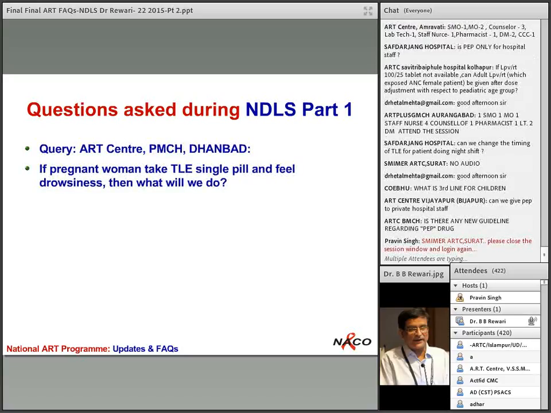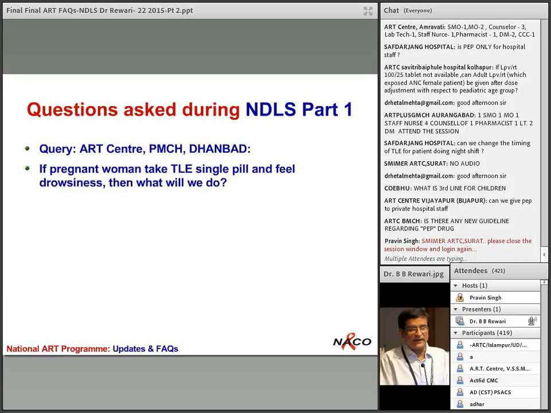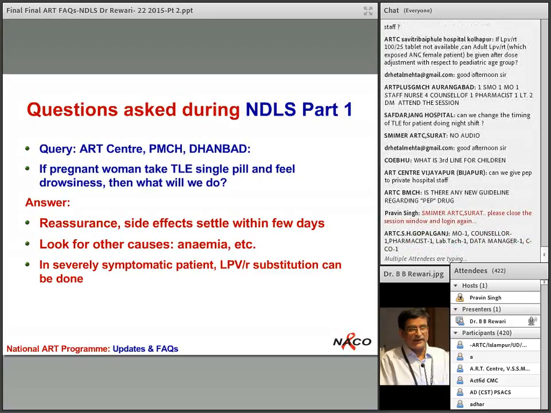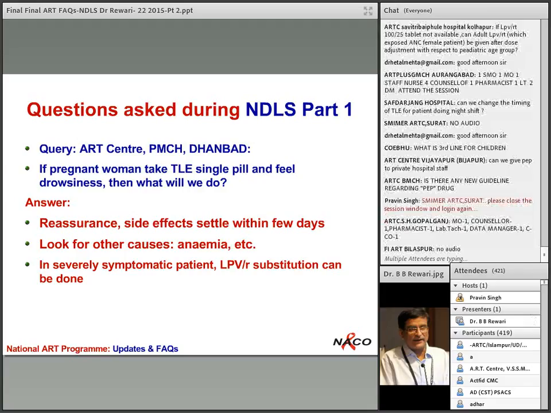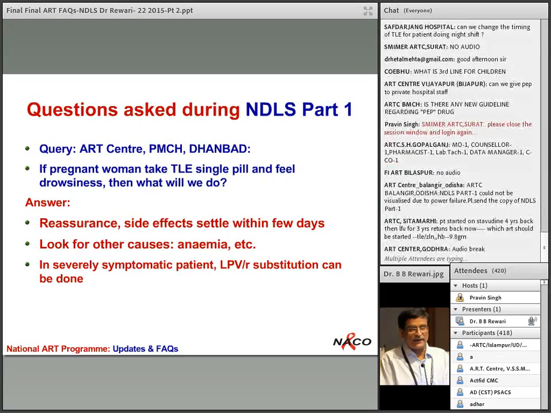A pregnant woman takes the TLE single pill and feels drowsiness. Drowsiness is one of the side effects of efavirenz which many patients experience in the initial phase. So it is very important to have reassurance and tell them that side effects will settle within a few days, within 2 to 3 weeks. Most of the patients, these side effects settle down. In fact, now we have a large experience of patients on efavirenz, almost 200,000, 2 lakh patients, and very few patients have to stop efavirenz. But we have to look for other causes of drowsiness, could be severe anemia, could be some other causes. But if the woman is severely symptomatic, cannot tolerate it, then we may have to substitute with lopinavir-ritonavir.